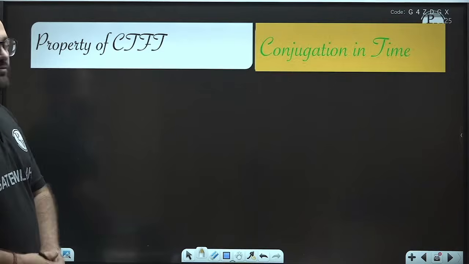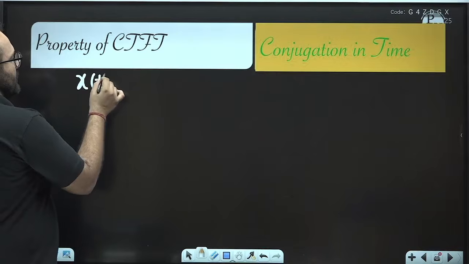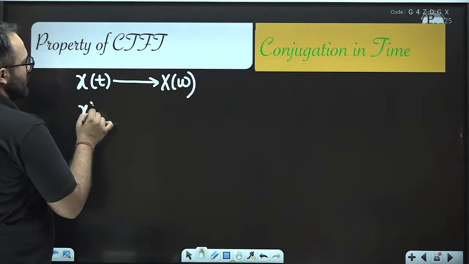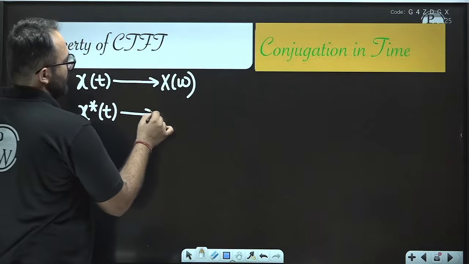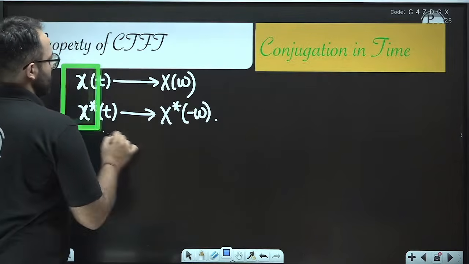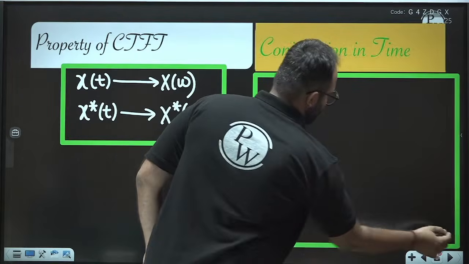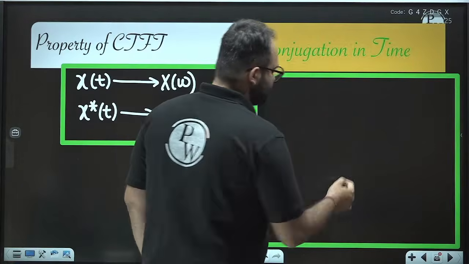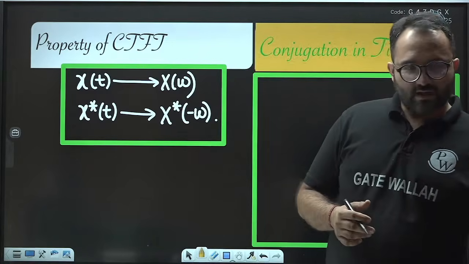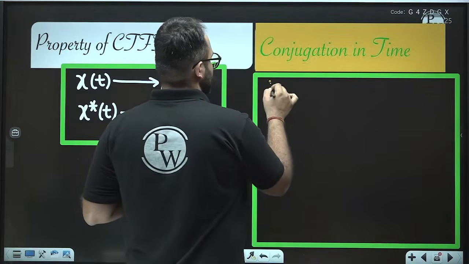The second property is conjugation in time. This property says that if x(t) has Fourier transform X(ω), then x conjugate (t), meaning conjugation in time, will have Fourier transform X conjugate (-ω). The application of this property is this: if x(t) is real, if any signal or any value is real, then the value or the signal is equal to its conjugate.